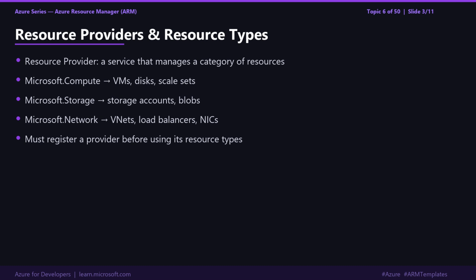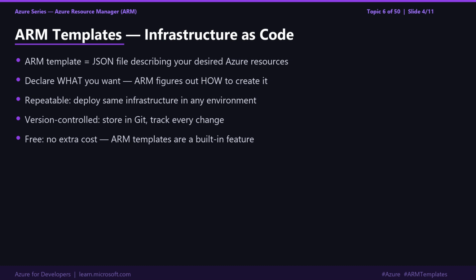ARM templates are how you define your Azure infrastructure as code. Instead of clicking through the portal every time you need to set up an environment, you write a JSON file that describes the resources you want, and ARM creates them. The key concept is declarative infrastructure. You do not write step-by-step instructions. You describe the desired end state.